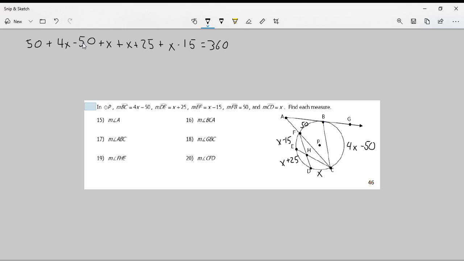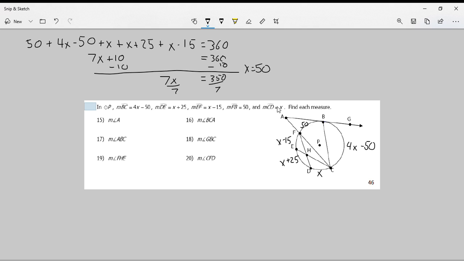Well, 4x, 5x, 6x, 7x. 50 minus 50 is 0, plus 25 is 25, minus 15 is going to be 10. Put 360 over here. We're going to subtract 10 from both sides. We'll find that 7x is equal to 350. If you divide by 7, you'll find that x is equal to 50.